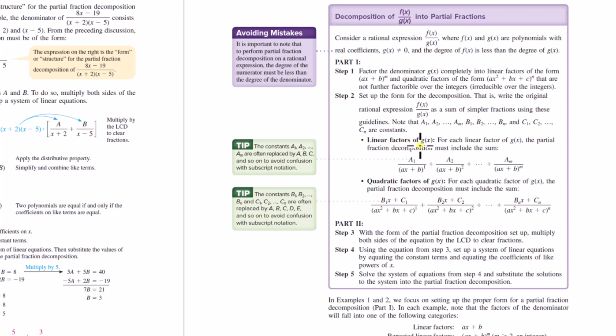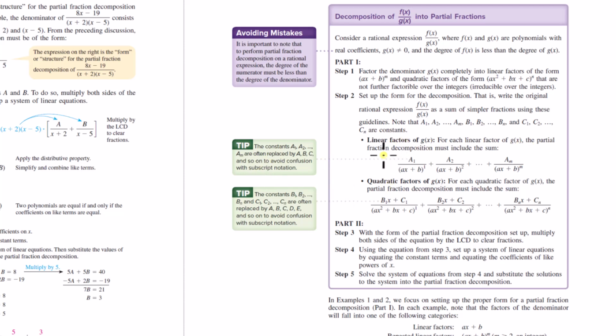Okay, the linear factors. You identify the linear factors. For each linear factor of g(x), the partial fraction decomposition must include the sum A1 over (ax + b) to the first, plus A2 over (ax + b) to the second, etc. So what does this mean? What they're saying is you ask, do I have linear factors in the denominator? How many do I have? Do you have just one, two different ones, three different ones? And then each linear factor is going to have its own form that you're going to have to put.